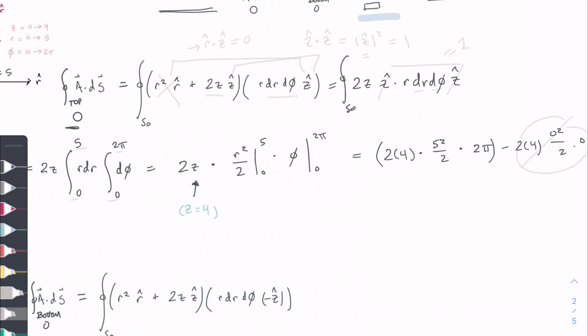This piece is 0. So my solution here is equal to 2 times 4 times 5 squared over 2 times 2 pi. And I'm just going to use a calculator in the background here to double check my numbers. 2 seconds here.